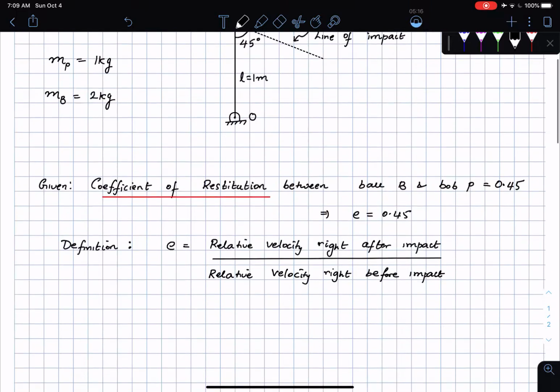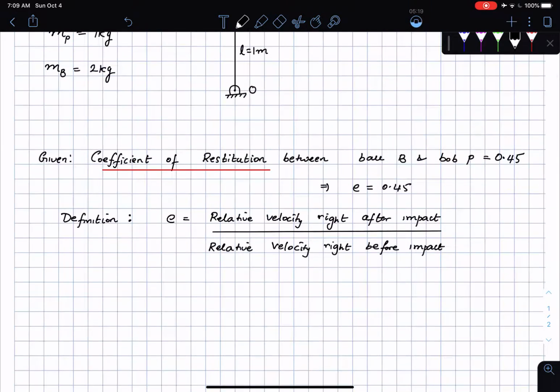Okay, and one more thing is that this coefficient of restitution is also called the normal coefficient of restitution. This is because this is defined only along the line of impact. Okay, the definition of E or the value of E given here for us. So the value of E for us is defined for all velocities along the line of impact.